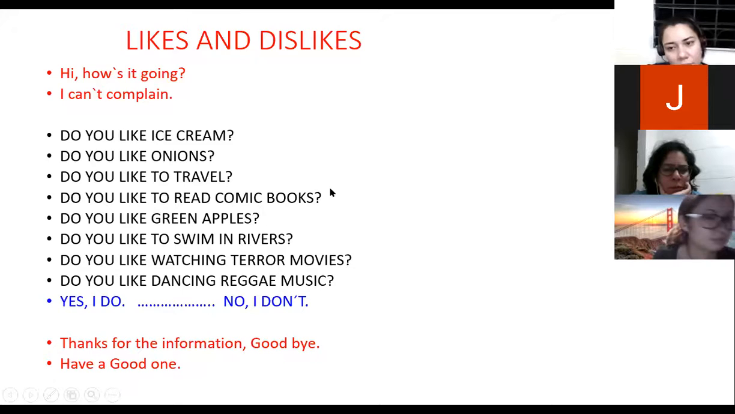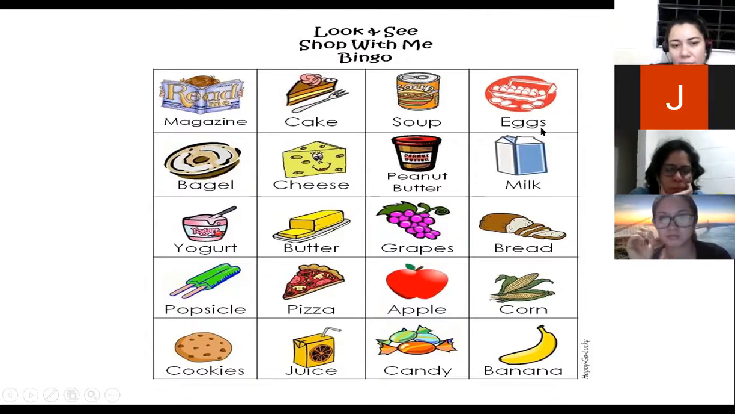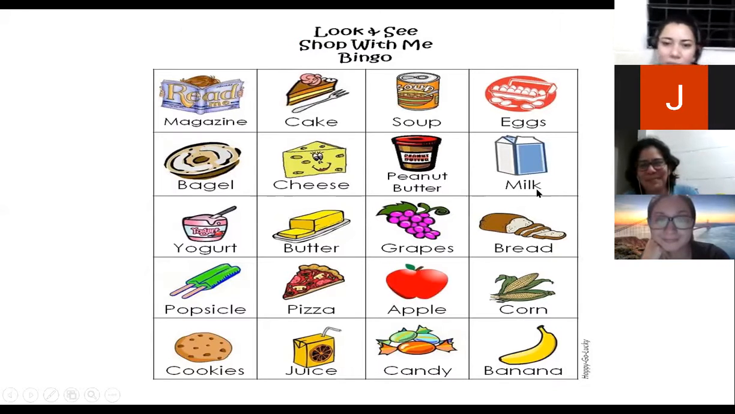Billy, are you ready? Ready. Okay, acuérdese, remember, yes, I do, no, I don't. Here we go. Hey, Billy, do you like magazines? Yes, I do. Do you like cakes? Yes, I do. Do you like soups? Yes, I do. Do you like eggs? Yes, I do. Do you like bagels? Yes, I do. Do you like cheese? Yes, I do. Do you like peanut butter? Crema de, yes, I do. Crema de maní? All right, do you like milk?